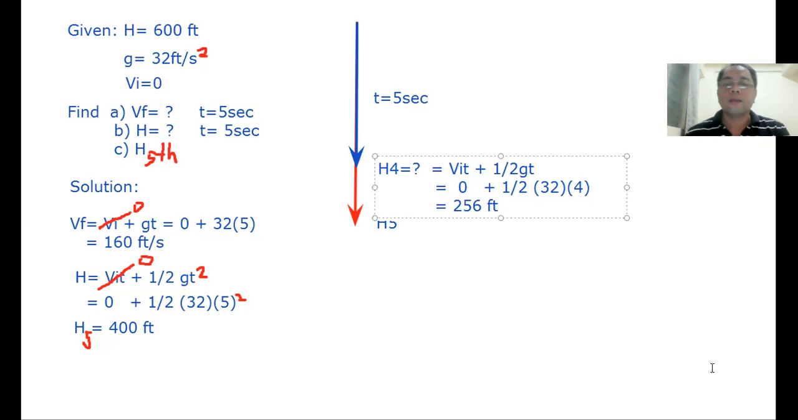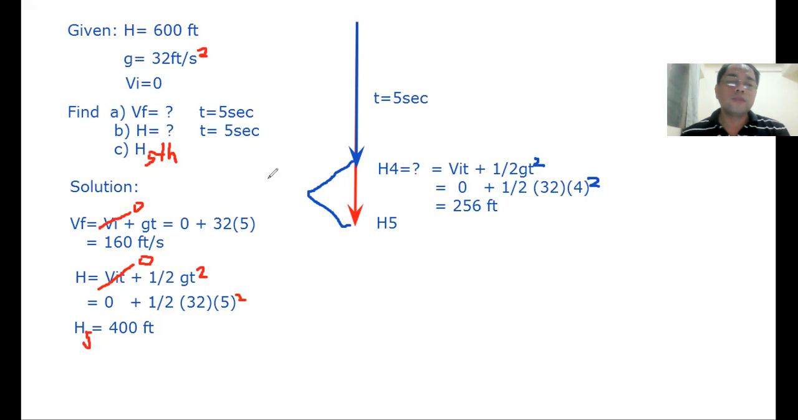And again, don't forget that t here is a squared expression. So this is squared. So therefore, what's the difference of these two heights? You'll notice now that there are two heights here. This is for 4 seconds. The red one is for 5 seconds. So how far did the object fall only on the 5th second? That's what we are looking for in letter C.